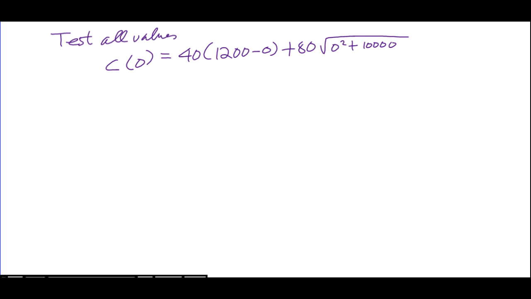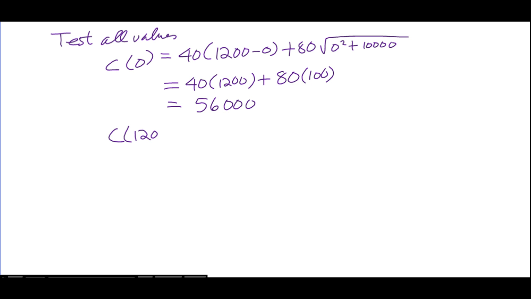So if x is 0, it means we're doing all 1,200 meters along the south bank, and then we're crossing over. So it would be 40 times 1,200 plus 80 times 100, which is 56,000. Okay. Again, when we give you a test, the numbers will be easy to work out, right? We'll make sure that the problems have numbers that are easy to work out.